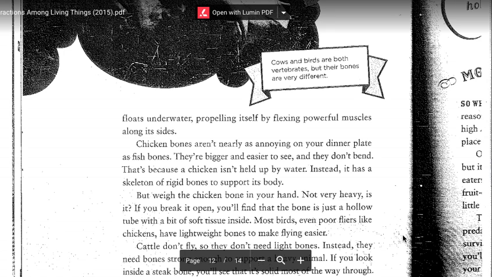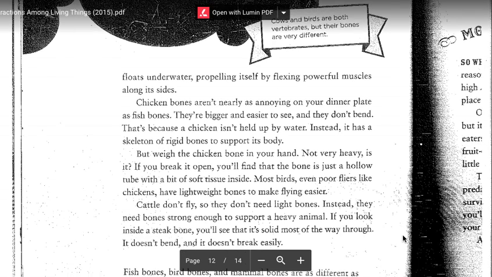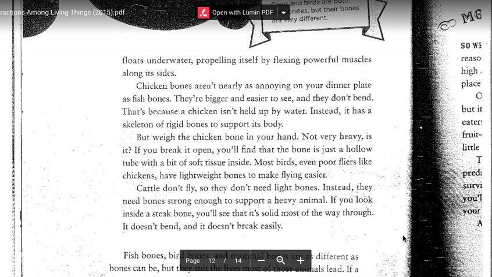Chicken bones aren't nearly as annoying on your dinner plate as fish bones. They're bigger and easier to see, and they don't bend. That's because a chicken isn't held up by the water. Instead, it has a skeleton of rigid bones to support its body. But weigh the chicken bone in your hand. Not very heavy, is it? If you break it open, you'll find that the bone is just a hollow tube with a bit of soft tissue inside. Most birds, even poor flyers like chickens, have lightweight bones to make flying easier. So chickens and birds have hollow bones to try to make flying a little bit easier, make them lighter.